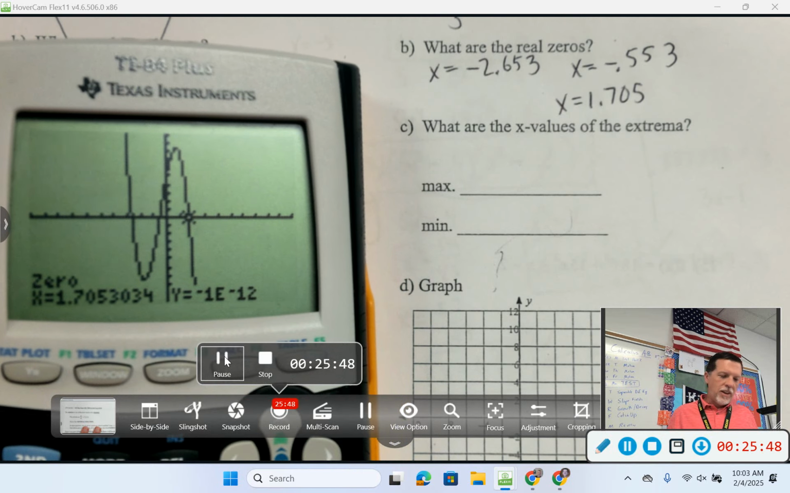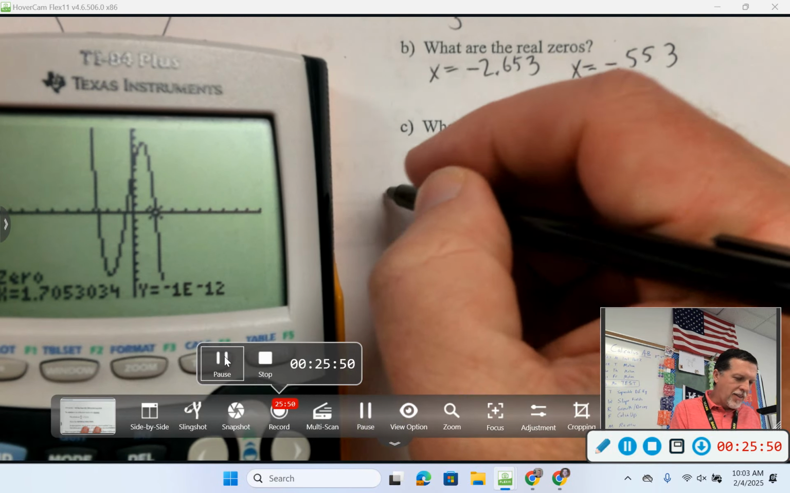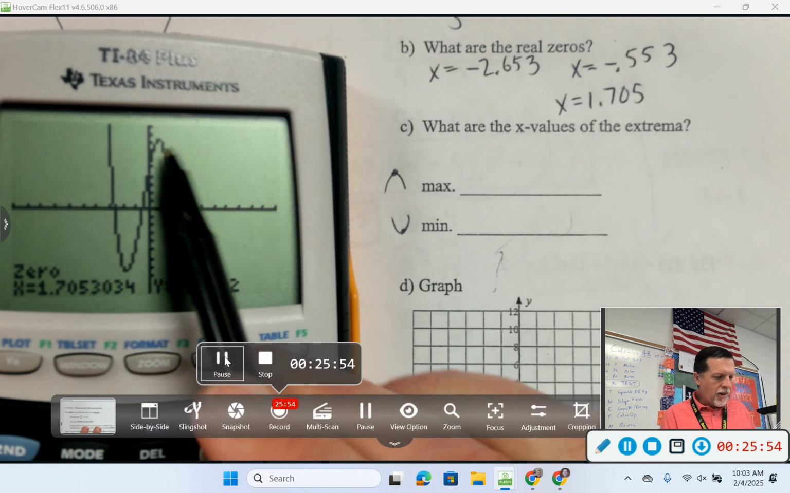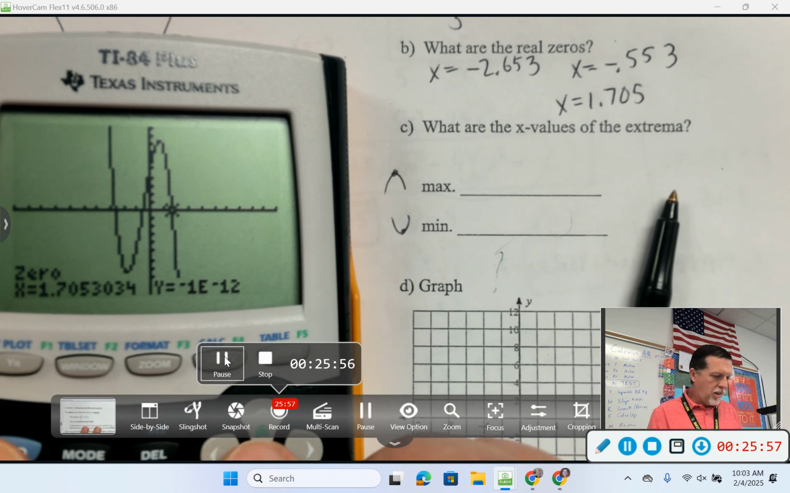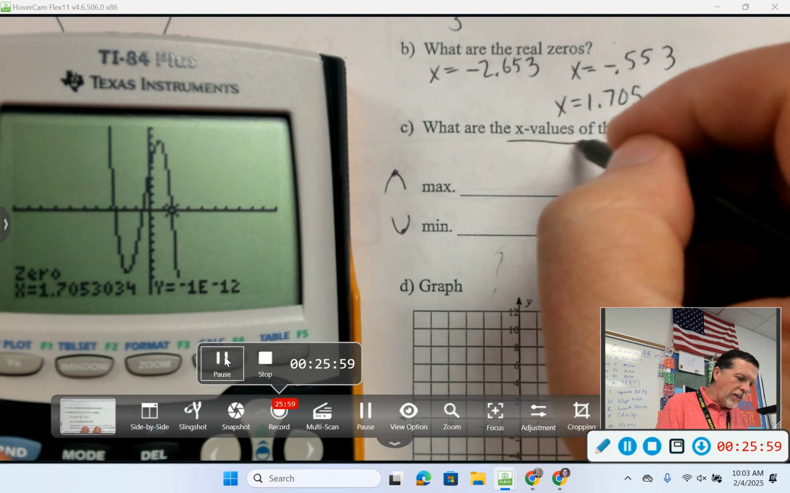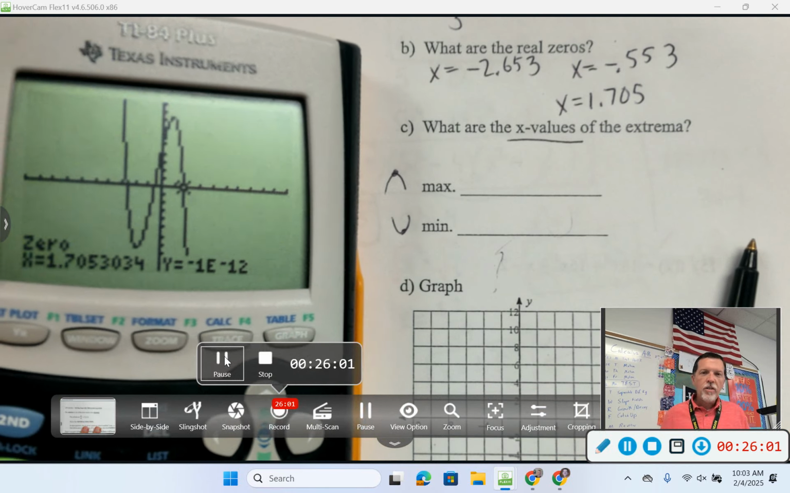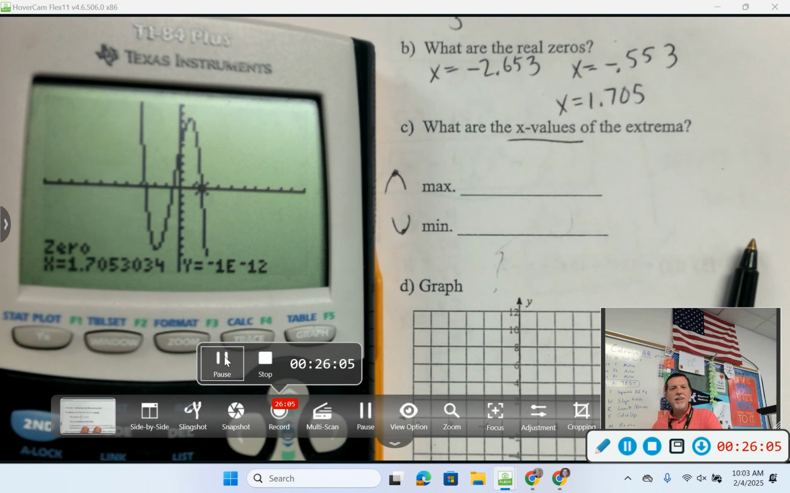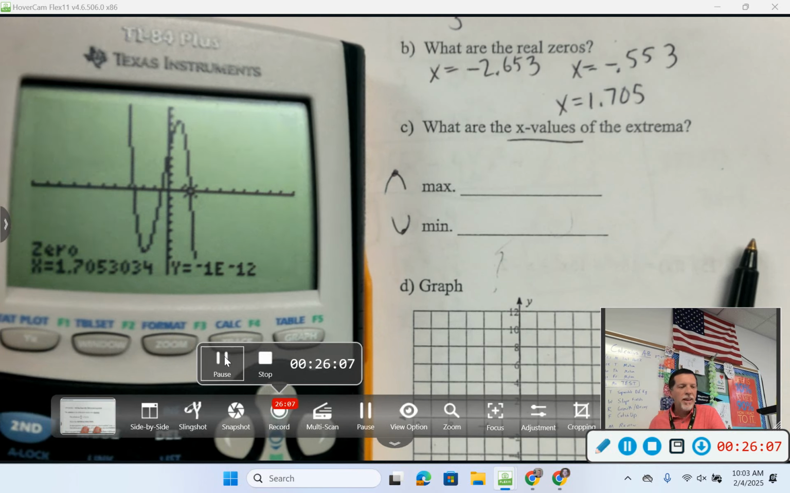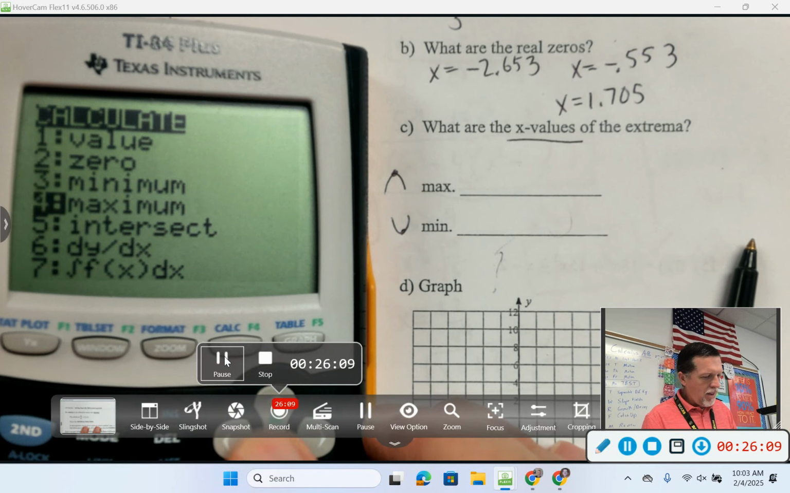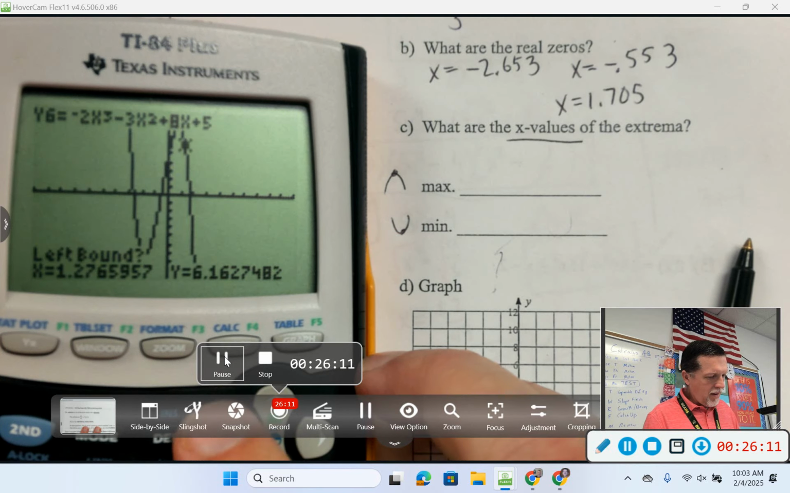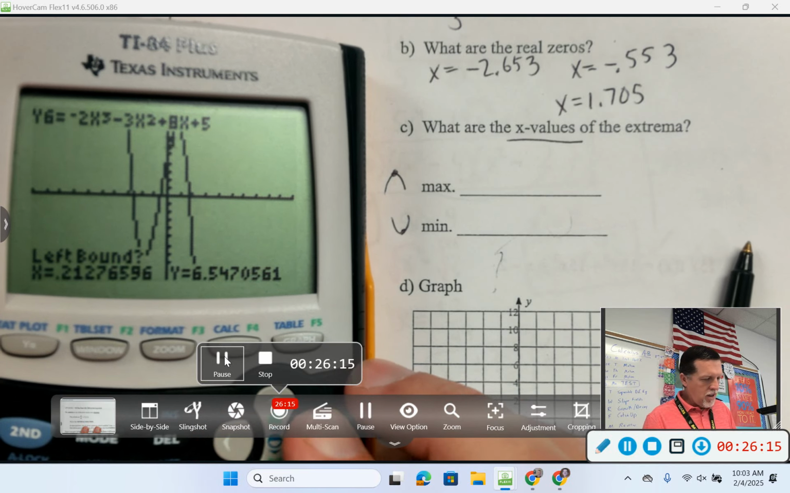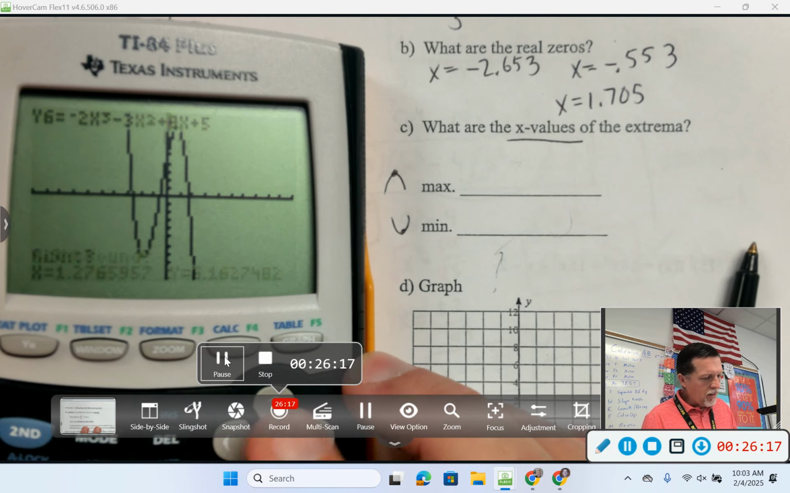X values of the extrema. Okay, so max, that's the top of a hill. Min's the bottom of a valley. So I've got one of each of those. And it asked me for the X values. So where in the calculator do I find max and min? Second calc, same place. Second calc, max. And then it walks you through, but it's the same steps as finding a 0. Get to the left of the 0, get to the right of the 0.